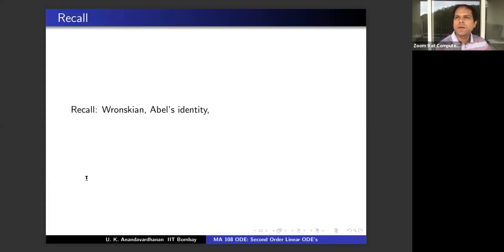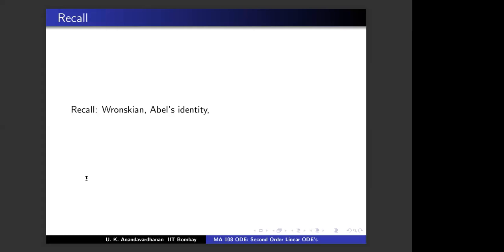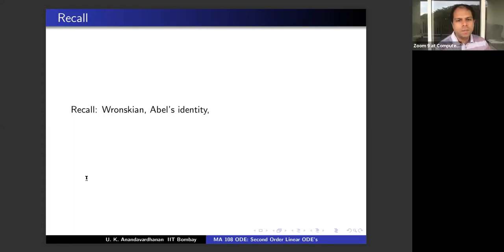What was the form? W prime equal to minus PW. Is that correct? Yes. So that's a separable equation, and therefore you solved it. So the main thing to remember here is only P mattered, not Q. Right? Only P mattered, not Q in Abel's identity.